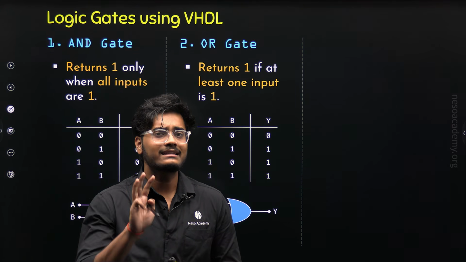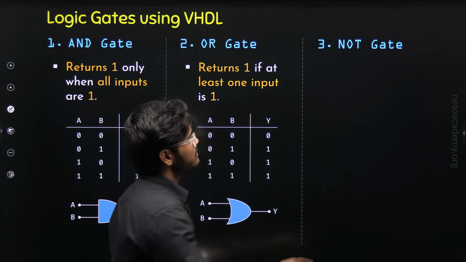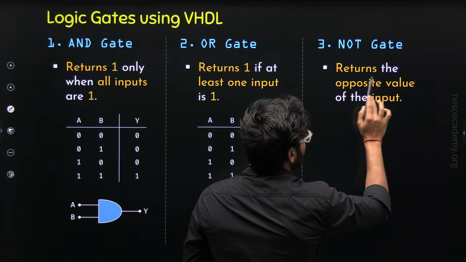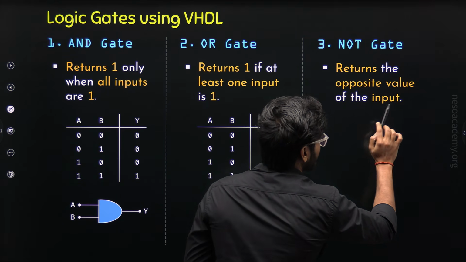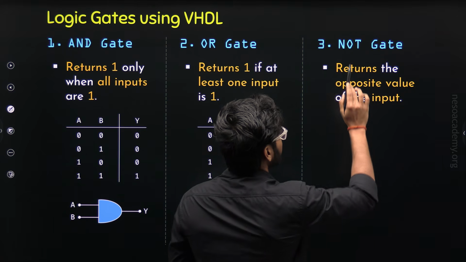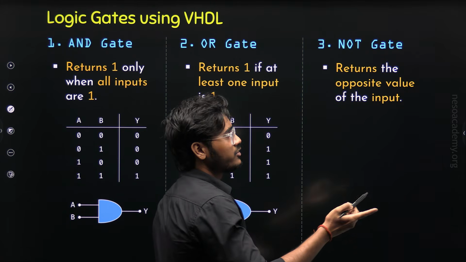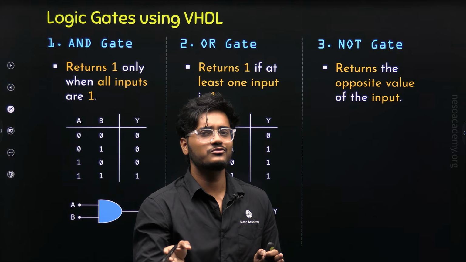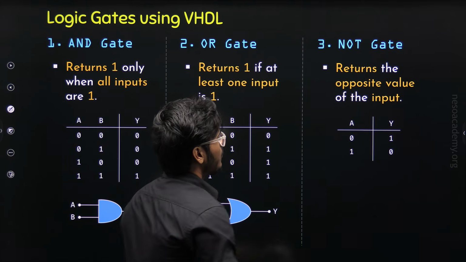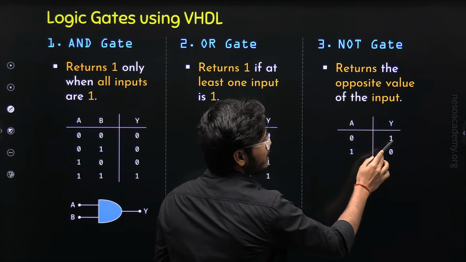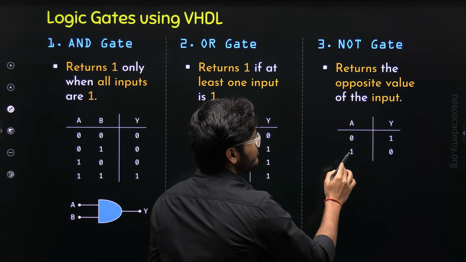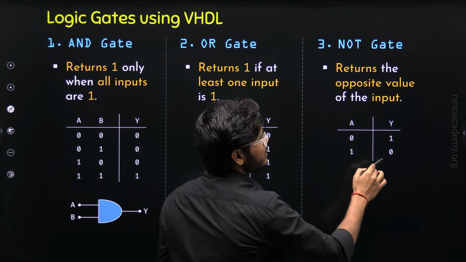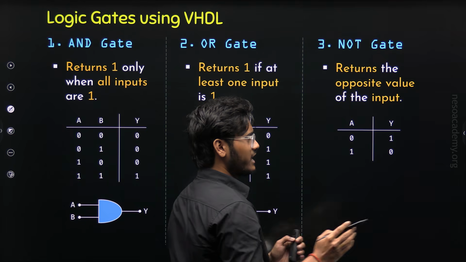Now, let's understand the third basic logic gate, NOT gate. NOT gate returns the opposite value of the input. So, the output is the NOT of the input. So, 0 becomes 1 and 1 becomes 0. In the truth table, when input is 0, output will be 1, and when input is 1, output will be 0. So, NOT gate returns the opposite value of the input.